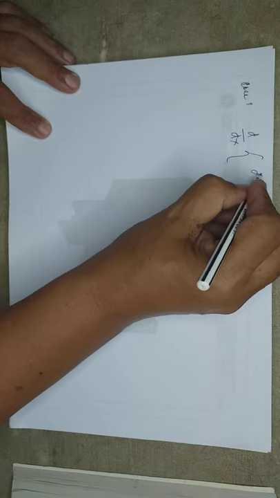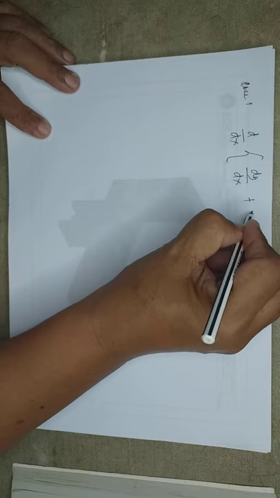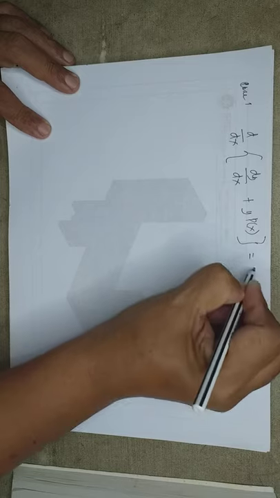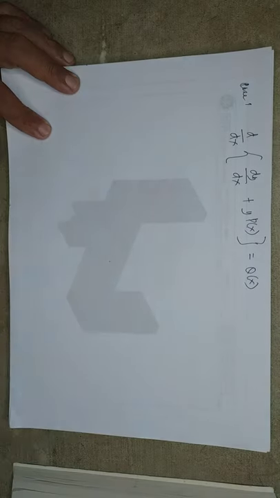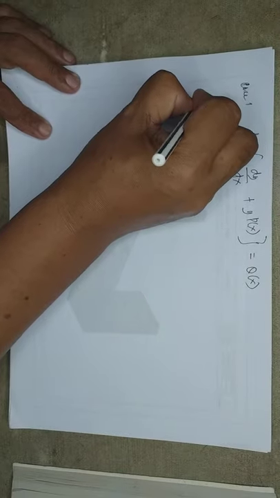this is case one, having the form d over dx times dy over dx plus y p(x) is equal to q(x). That'll be case one.